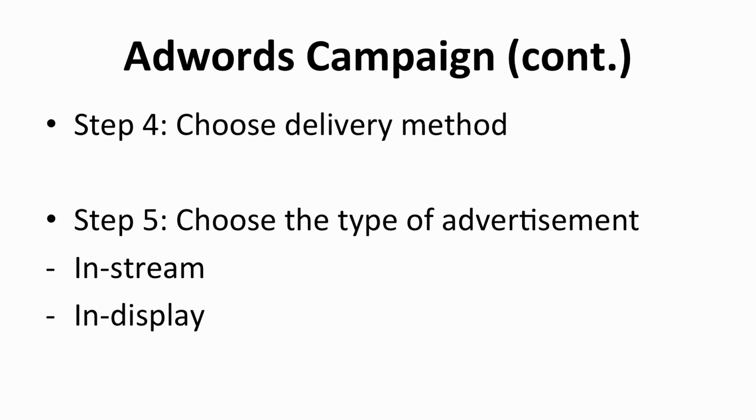On the other hand, if you choose the in-display video ad, it includes an image and some text. This ad will show differently depending on where on YouTube it appears, either in the search results page, YouTube-related videos, as a YouTube overlay, or on partner websites. You pay only when someone clicks your ad to view your video.